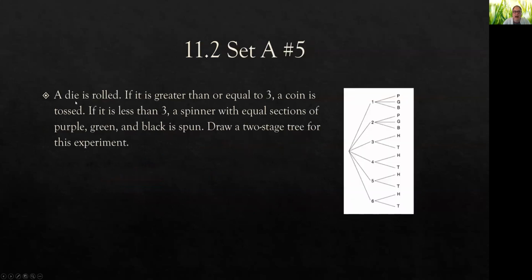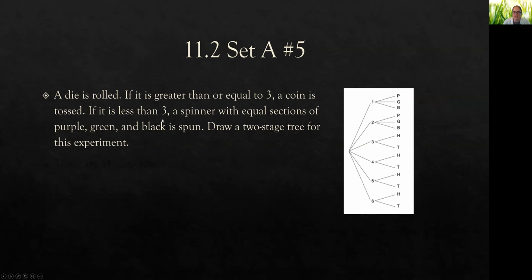Next, it says a die is rolled. If it's greater than or equal to a 3, a coin is tossed. So if we get a 3, next we toss a coin. We'll either get heads or tails. If we get a 4, we toss a coin and we get heads or tails. If we get a 5, we toss our coin and get heads or tails. If we get a 6, we toss and get heads or tails.